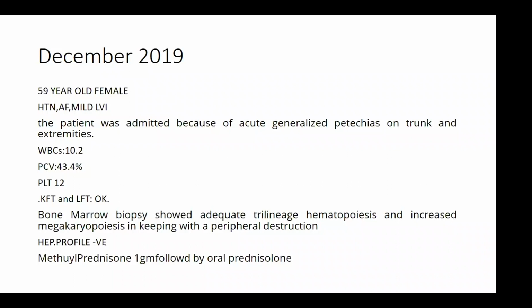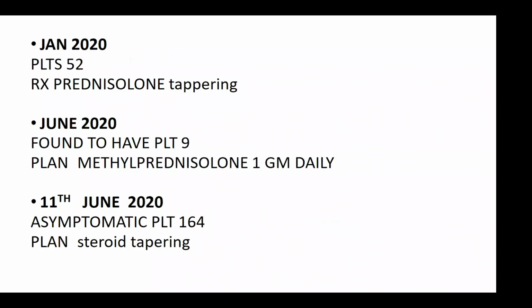We admitted the patient and started her on high dose methylprednisolone followed by oral prednisolone. After a few days, her platelet count became 52, so we started tapering prednisolone. After 6 months, she again presented to our hospital with severe thrombocytopenia. We admitted her again and rechallenged with steroid 1 gram daily, and after a few days she achieved an excellent response with platelet count 164.